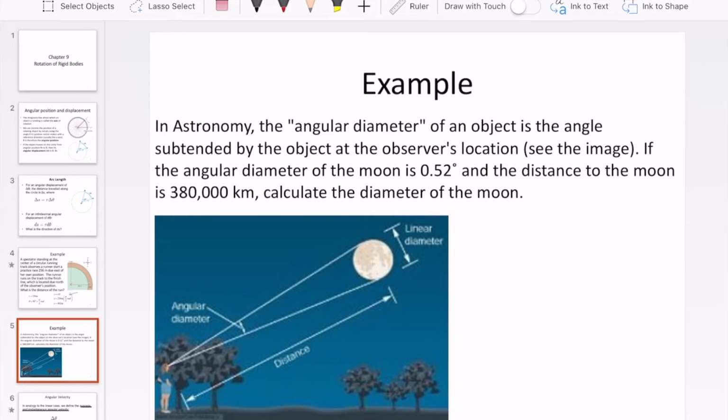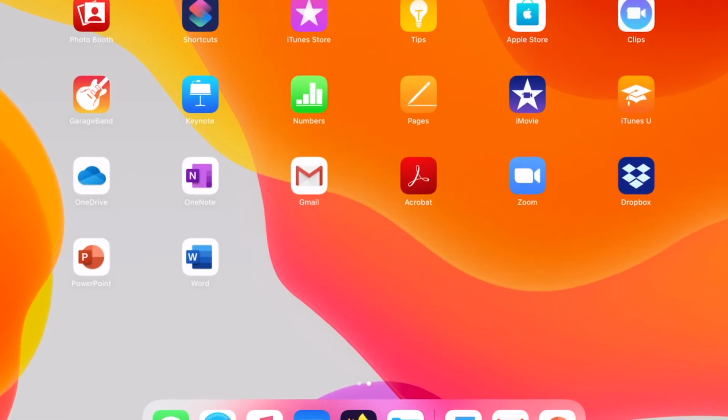All right, okay. So the next thing that we're going to talk about is angular velocity.